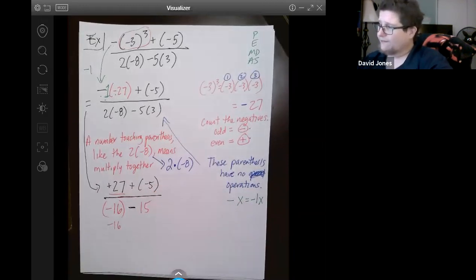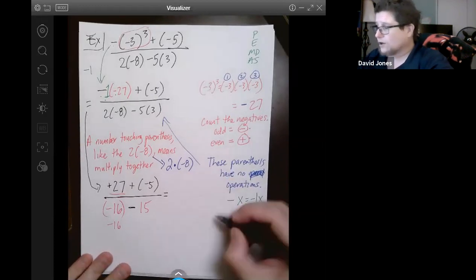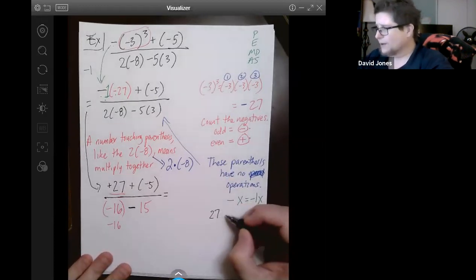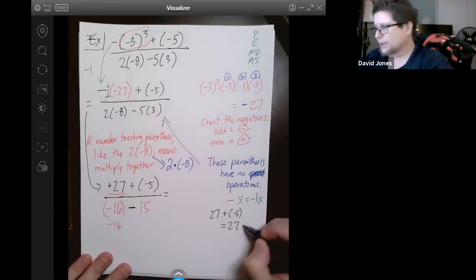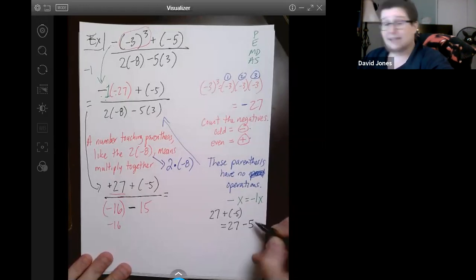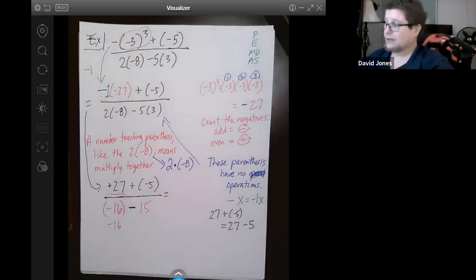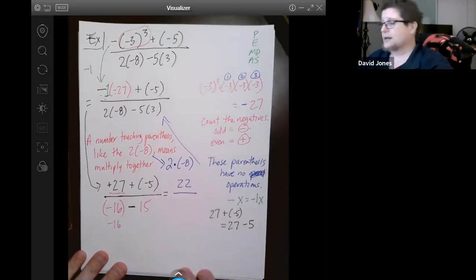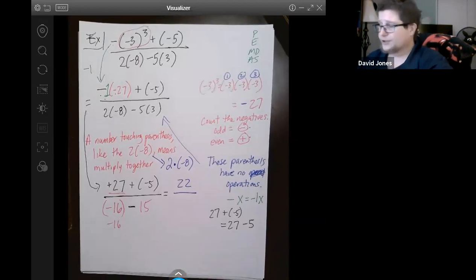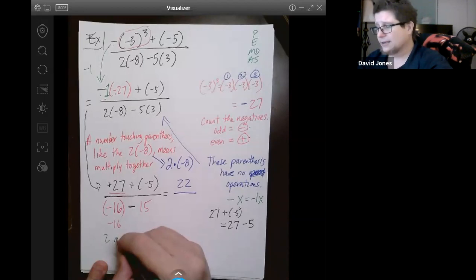Now that finished off our multiplication and the invisible parentheses. Good to know, 27 plus -5 is identically equal to 27 minus 5. Same thing. So this becomes 22. And 2 numbers with the same sign.